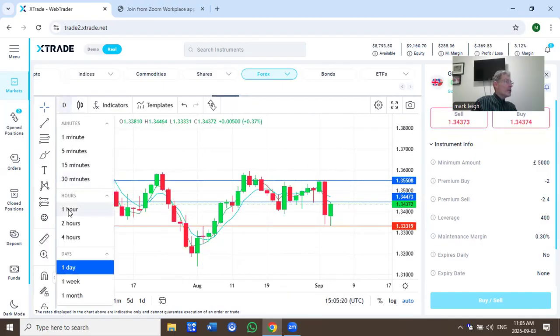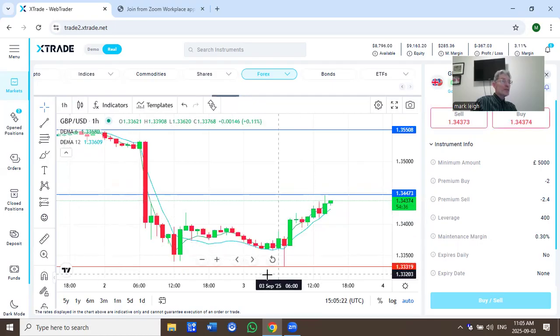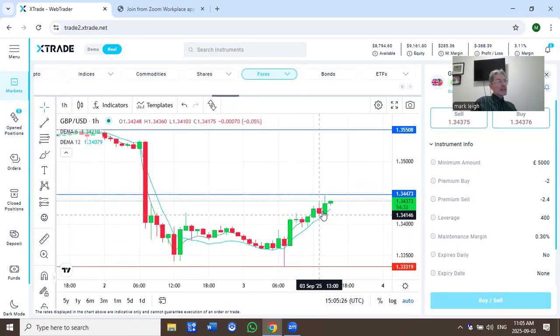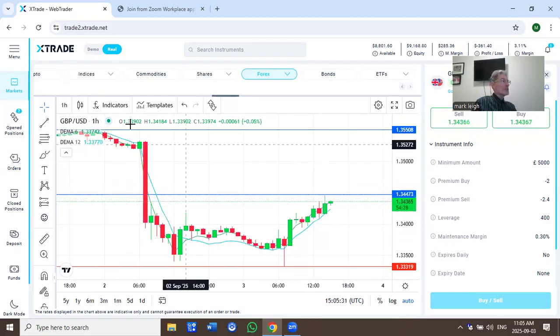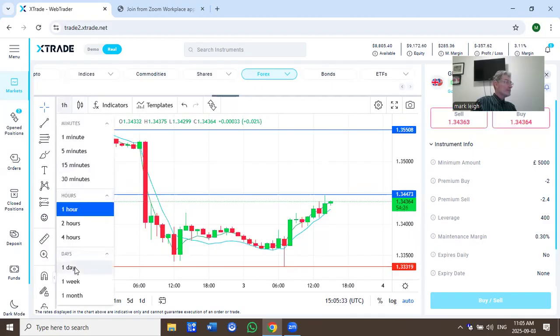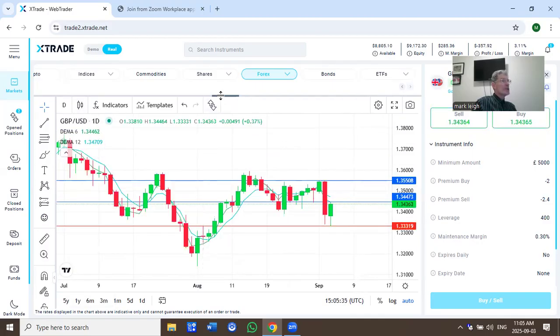at 134.47. If I go to the hourly, there you'll see the strong turnaround. Buyers of pound, sellers of US dollar looking to test the 134.47 resistance level. Let's have a look at the US yen.